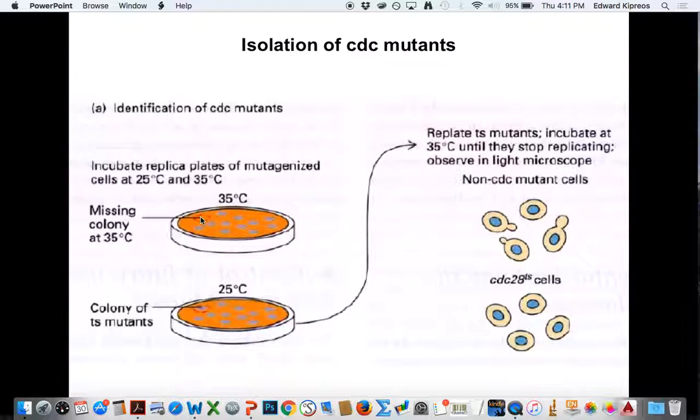But you could have temperature sensitive for all kinds of things. It could be like, oh, it's needed to make ATP. It's some kind of metabolism enzyme. It's required for homeostasis. Who knows what it is, right? A lot of those things are not going to affect the cell cycle.